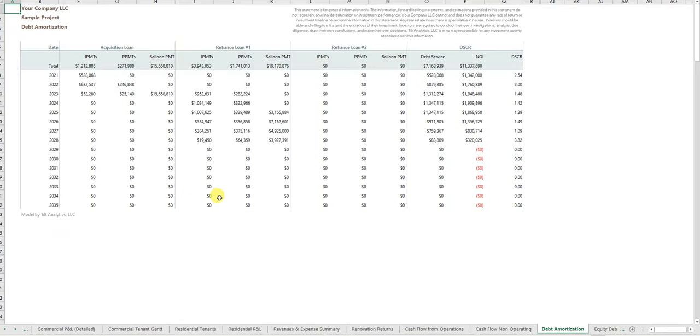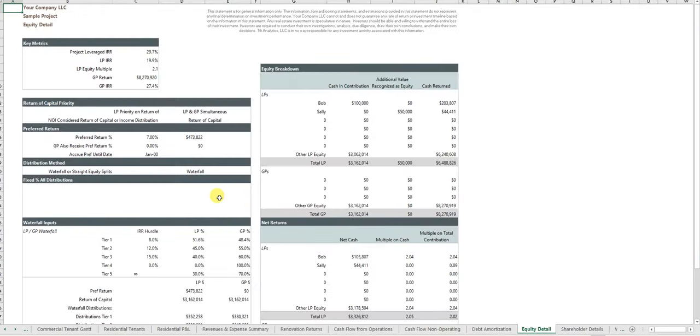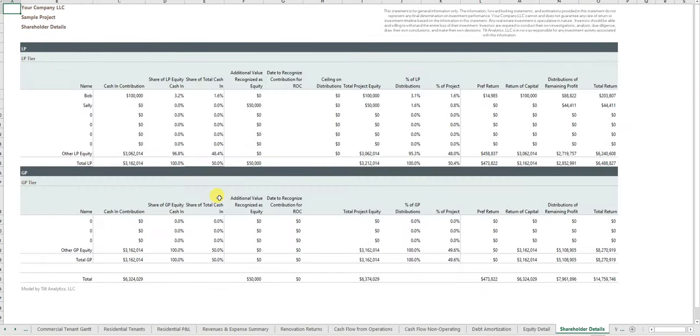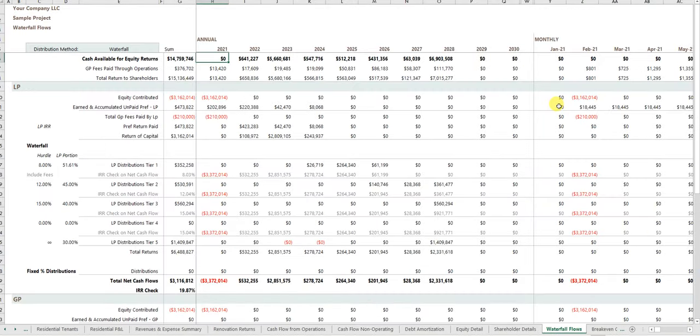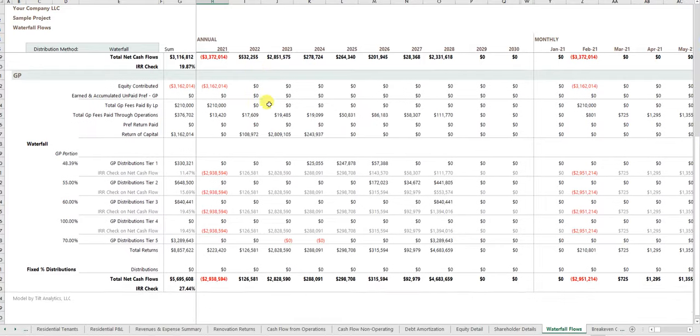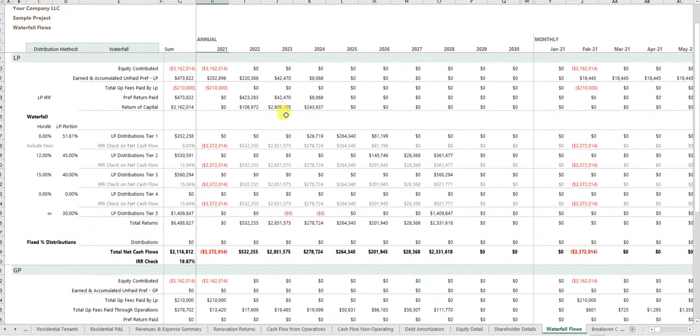A debt amortization table. You can have an acquisition loan and up to 2 refinance loans. Details on the equity LP/GP agreement. More details on the LP and GPs. You can have up to 6 different individual LPs in the model, or 3 individual GPs, and you can see returns for each person or company individually. A summary table here showing calculations for the waterfall.